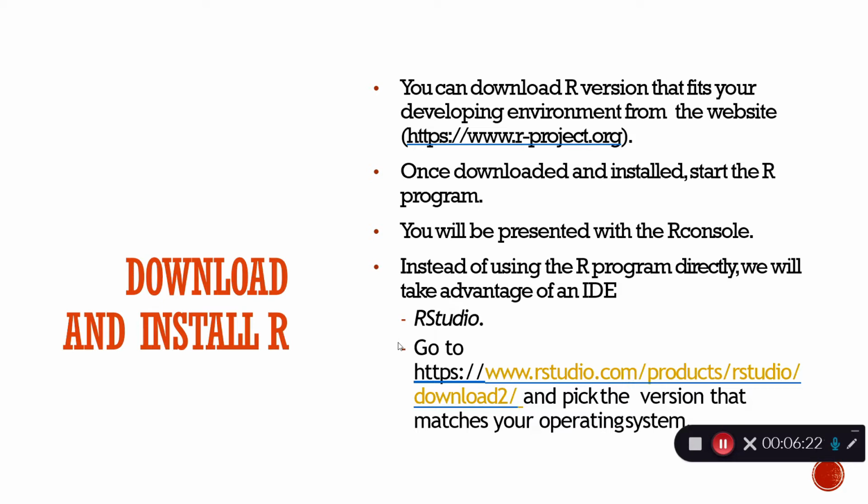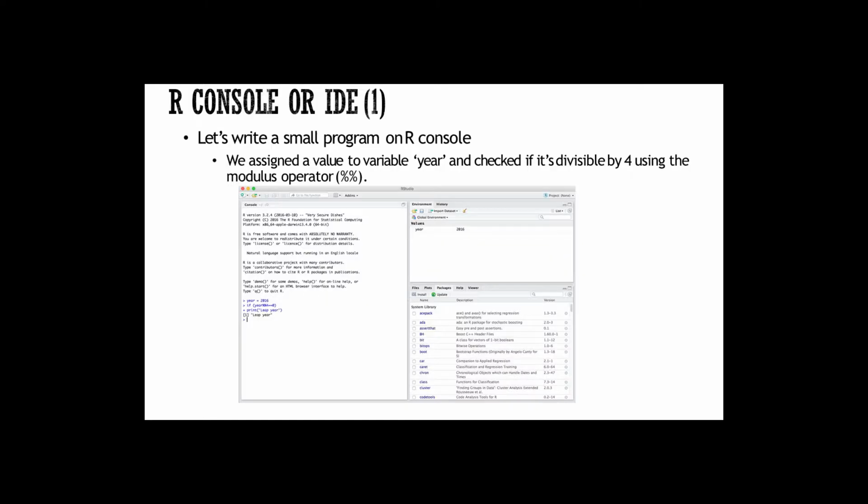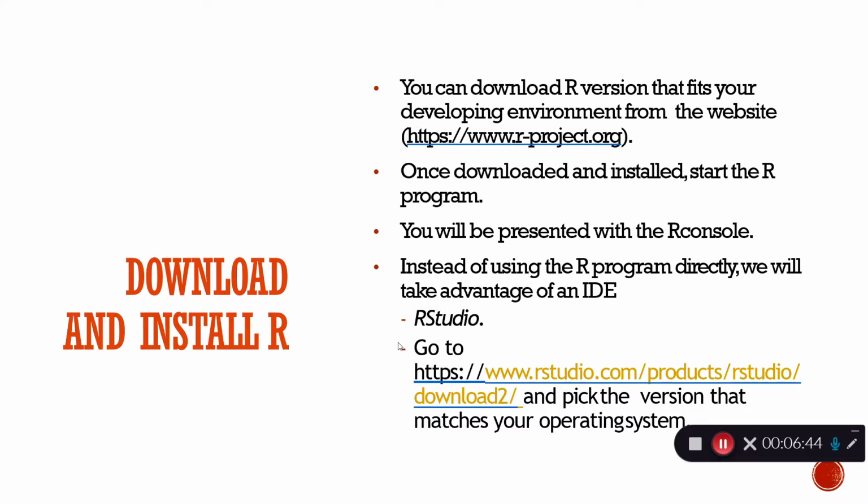So once downloaded and installed, start the R program. You will be presented with the R console. Here you can run R commands and programs that we will work with later in the class. To leave the program, enter Q. But as before, instead of using this program directly, we will take advantage of an integrated development environment, or IDE, as we popularly know them. In this case, it will be RStudio for R.